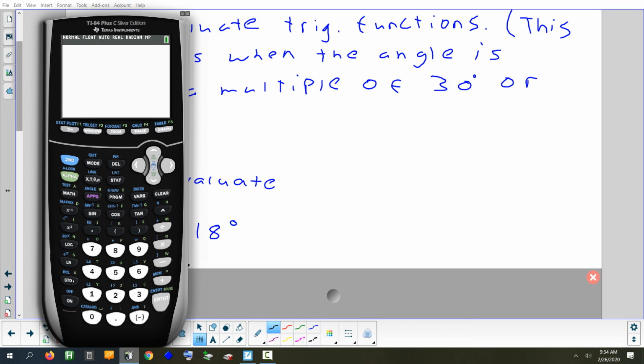Okay? What's GRD? GRD is gradients. It's not something we learn. We just stick with degrees and radians. But there are other ways to measure angles besides those two.